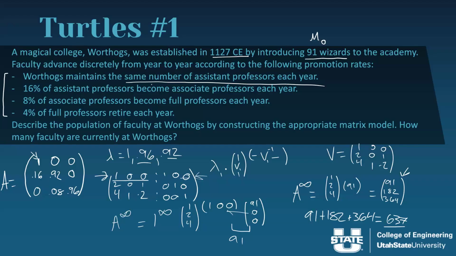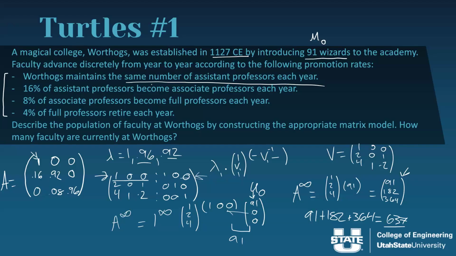Okay. This is, and then that's just a rank 1. Yep. Then what's the last column? The last column, these are our initial conditions. Those are our initial conditions. All of that comes from the problem statement. It says it established at this year introducing 91 wizards.